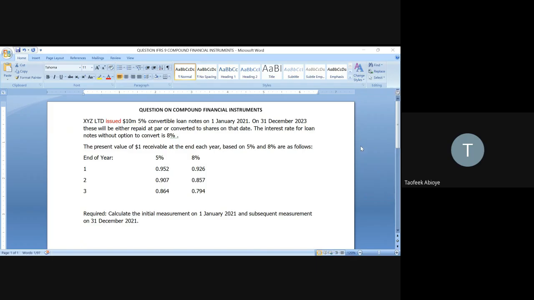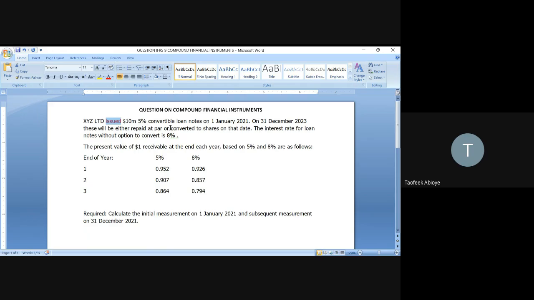So at the end of 3 years, we must return that 10 million naira to the owner. And that is what we are saying: it is a financial liability. So this is what we are going to do. What is the requirement? Let's finish this quickly. Time is going. Financial instruments.